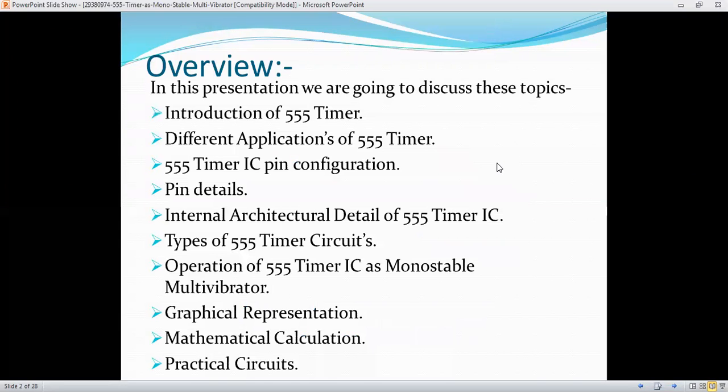In this presentation, we are going to discuss these topics: introduction of the 555 timer, different applications of the 555, pin configuration, pin details, internal architecture details of the 555 timer, types of 555 timer circuits, operation of the 555 timer, then graphical representation, mathematical calculation, and practical circuit.